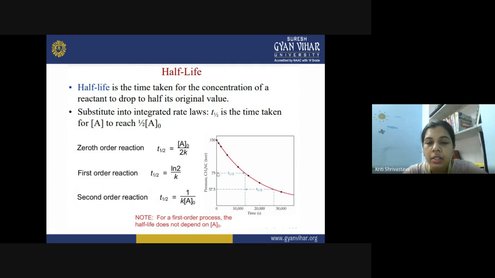Now, if you consider the 75 torr as the initial concentration, then at 37.5 torr pressure, you can consider it again as the half life of the reaction, and now simply you can obtain it by extrapolating these lines. So that is how you get the half life, and we can have different half lives for the similar reaction.